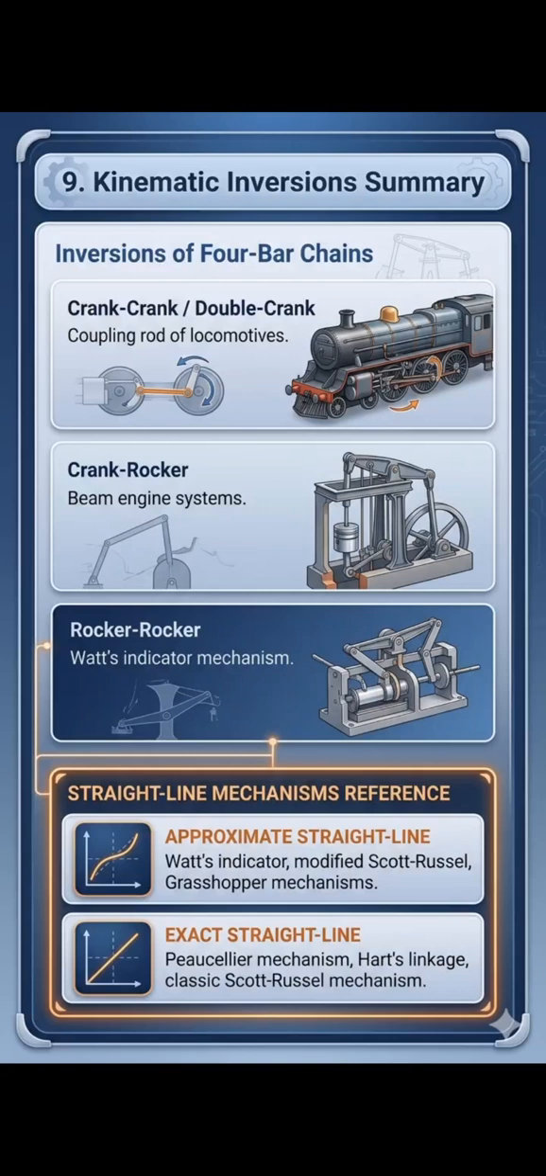Kinematic inversion summary: inversions of four-bar chains. Double crank: coupling rod of locomotives. Crank-rocker: beam engine systems. Double rocker: watt indicator mechanisms. Straight-line mechanism references: approximate straight line, Watt indicator, modified Scott Russell mechanism; exact straight line, Peaucellier mechanism, hard linkage, classic Scott Russell mechanism.